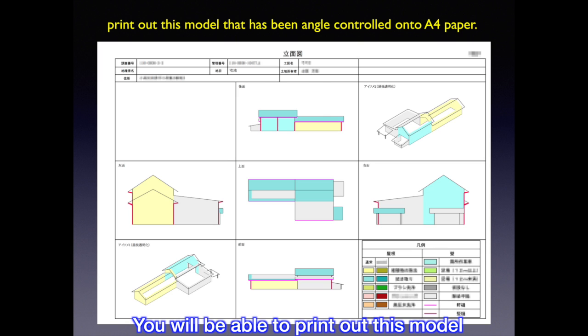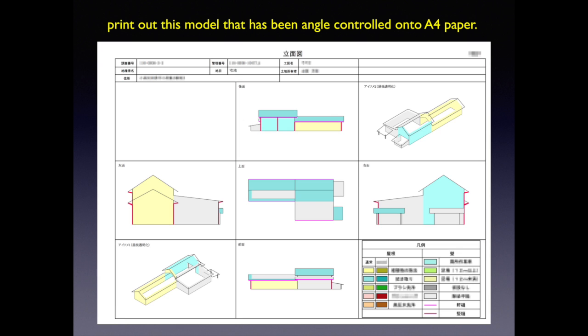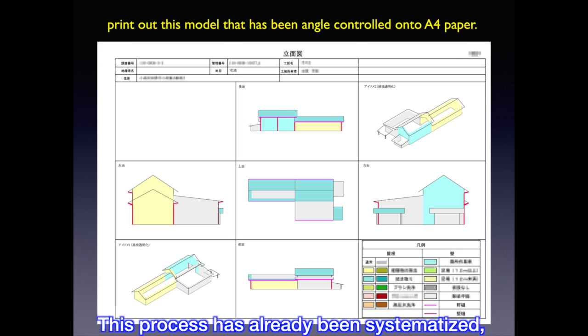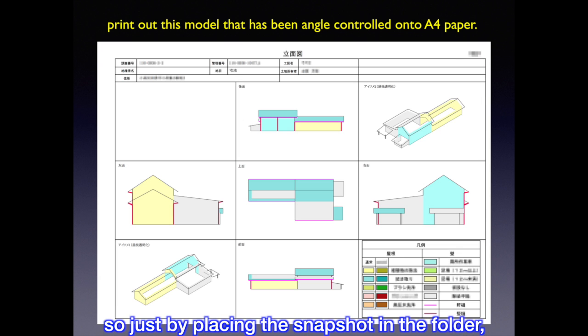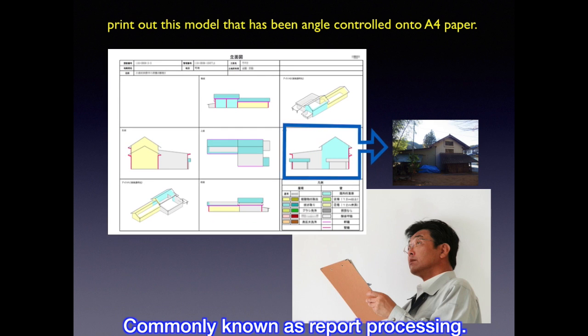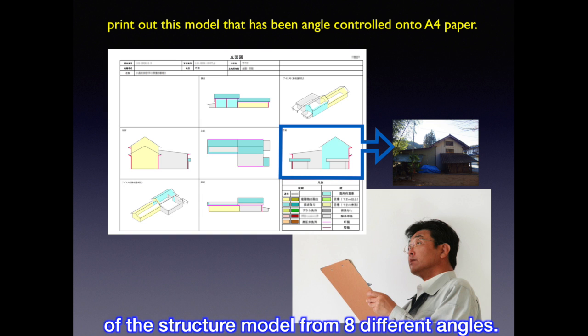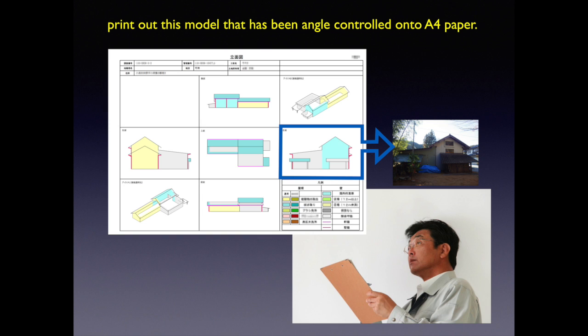You will be able to print out this model that was being angle controlled onto A4 paper. This process has already been systematized, so just by placing the snapshot in the folder, you can get a PDF file, commonly known as report processing. In this case, it would be an inquiry from a structure model from 8 different angles.